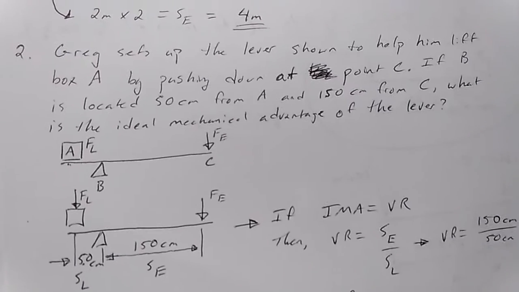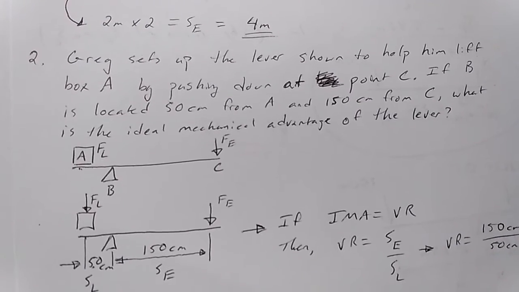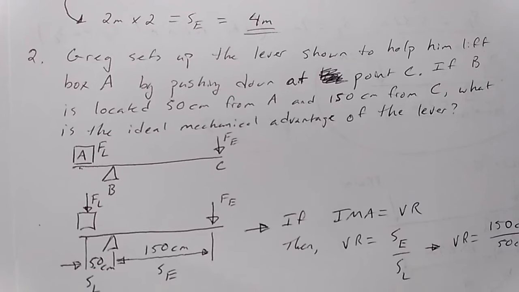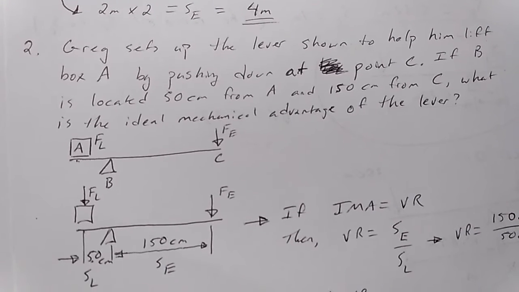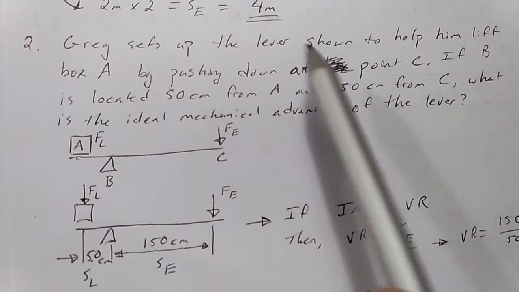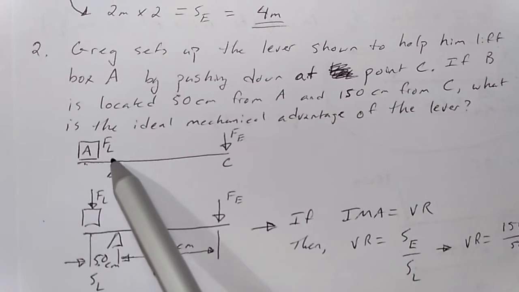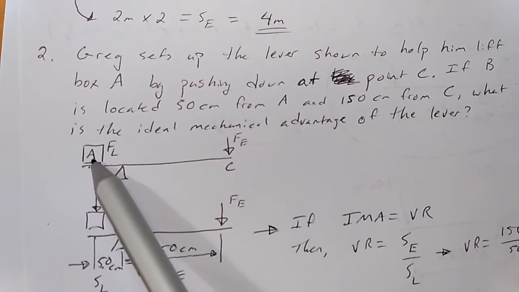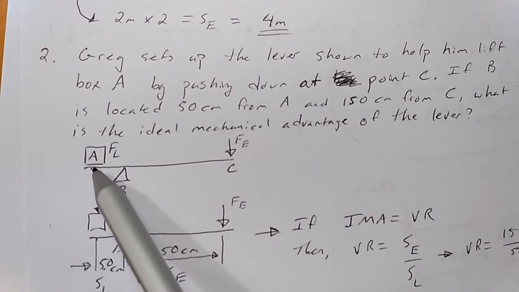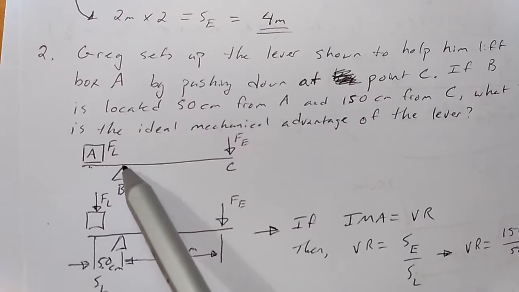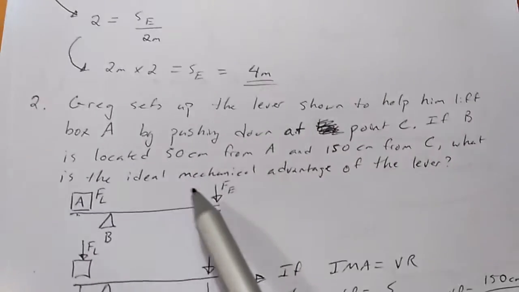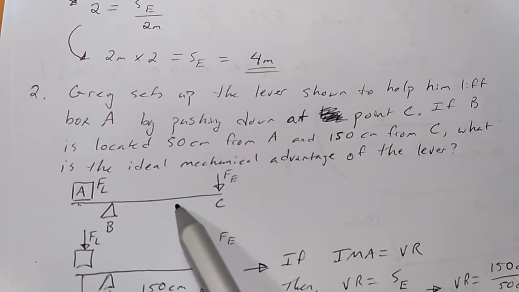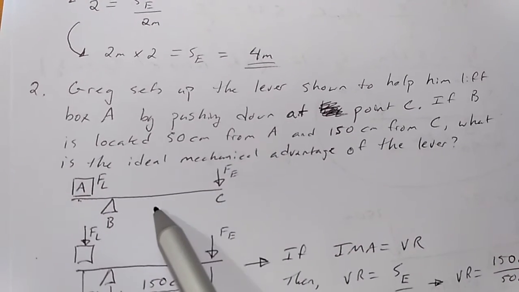Let's have a look at the next example. Greg wants to set up a lever shown to help him lift box A by pushing down at point C. If B is located 50 centimeters from A and 150 from C, what is the ideal mechanical advantage of the lever? So this is a different type of lever, okay? So if we look, here's our fulcrum. The distance of the load is from here to here, and the distance of the effort is from here to here, okay? So in this equation, we're not given distances, but we know the mechanical advantage.